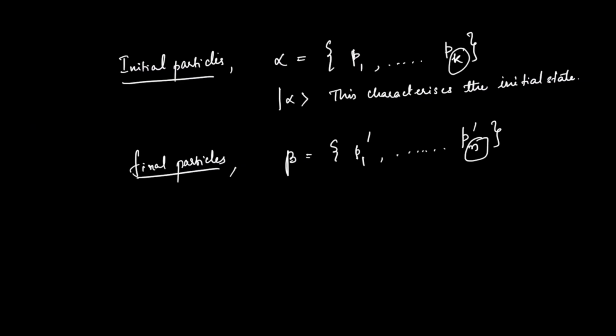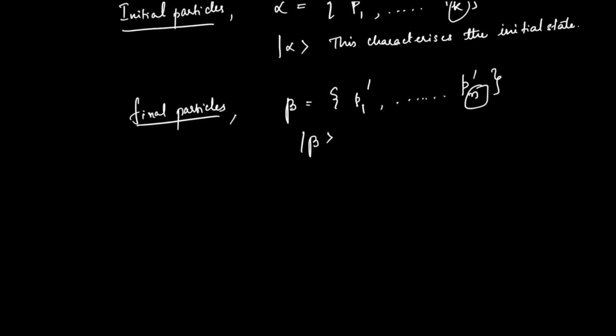If alpha is the initial state and beta is the final state, then you can define the scattering process as alpha going to beta. So you start with a bunch of particles at time t equal to minus infinity, and then at t equal to plus infinity you observe some other particles with different momentum, and then we try to understand this transition from alpha to beta.